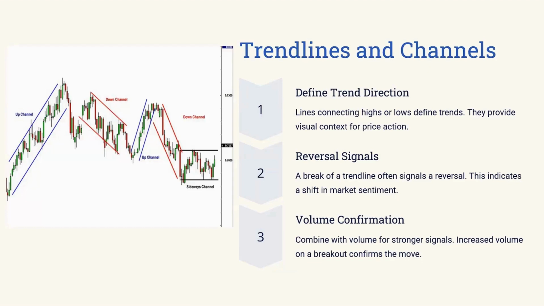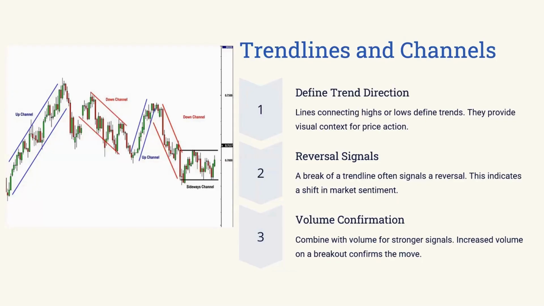Valid trend lines should connect at least two significant swing points. Three or more points can make the line more reliable. Adjust and redraw trend lines as they can be dynamic as price action evolves. You may need to adjust or redraw your trend lines to accurately reflect the current trend.